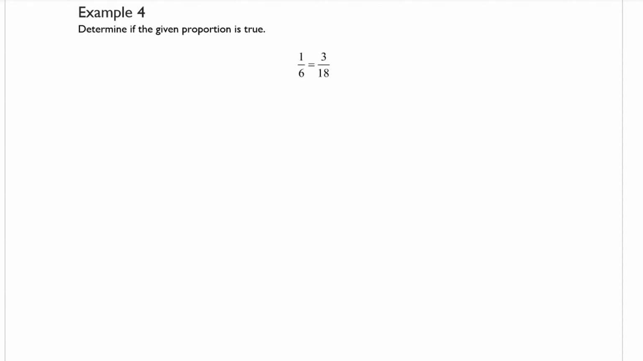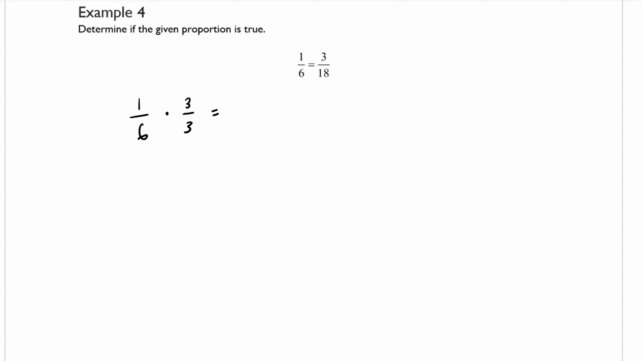Example 4 says determine if the given proportion is true. Basically, we're trying to figure out if these two fractions are equivalent. So I'm going to take the fraction on the left-hand side, 1/6, and notice that in order to get a numerator of 3, we would need to multiply the numerator by 3. So I could multiply this by 3 over 3.